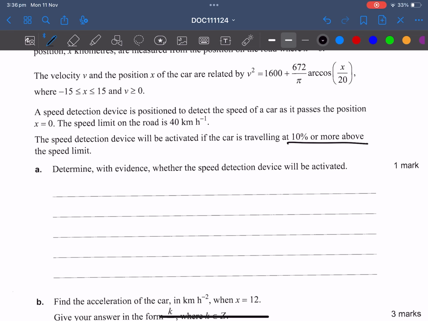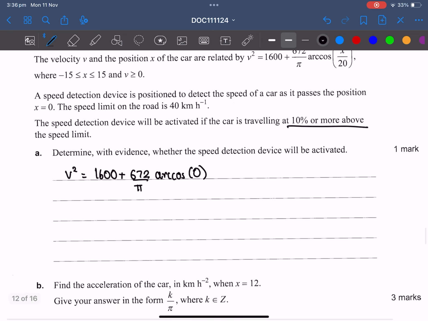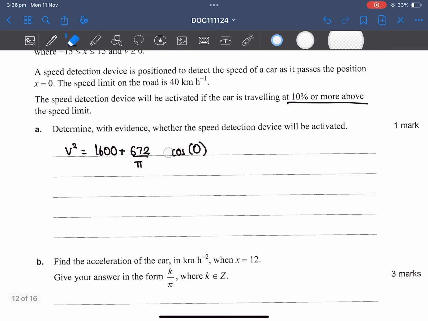So first, I guess we will find the velocity when x is 0, so at the initial position. So v squared equals 1600 plus 672 over pi times arc cosine of 0, which is pi over 2, so I'll just write that, times pi over 2. Cancel 2 and 3, and then another 3 and 6.